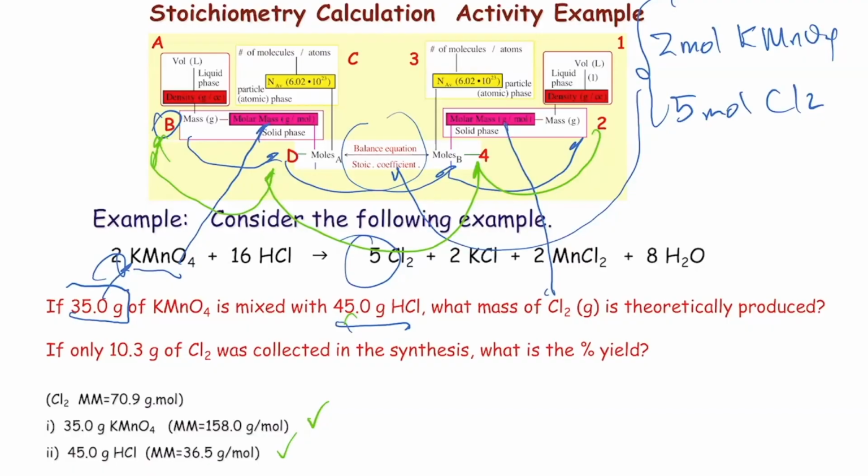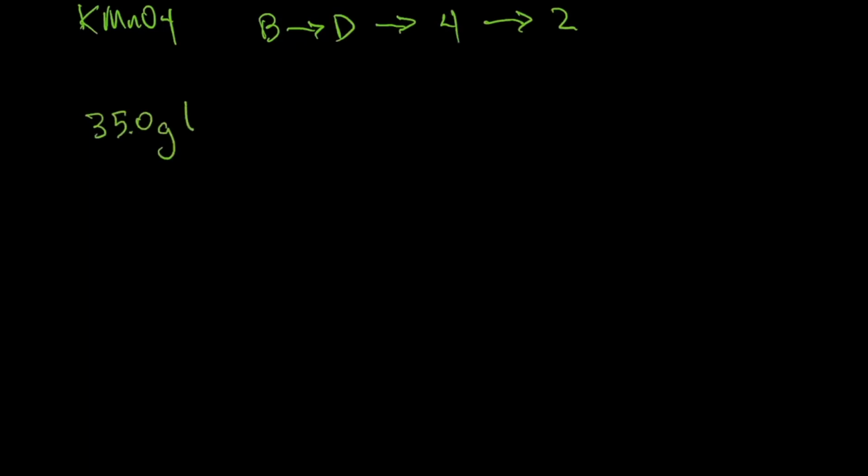So let's do the KMnO4 first. KMnO4 analysis. Remember what I told you, there's going to be 3 conversion factors, just like the last time. The first one is going to go from B to D, and then D to 4, and then 4 to 2. So according to the problem, I have 35 grams of KMnO4.